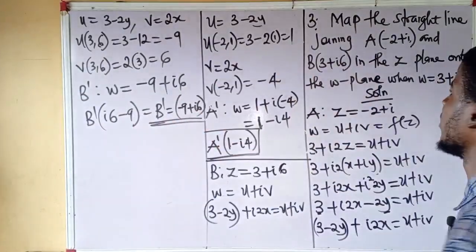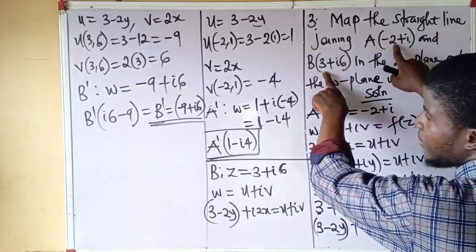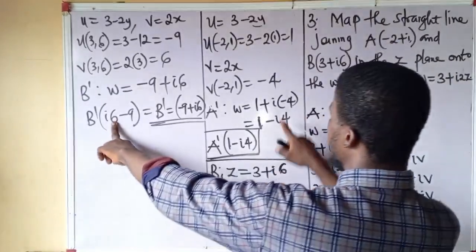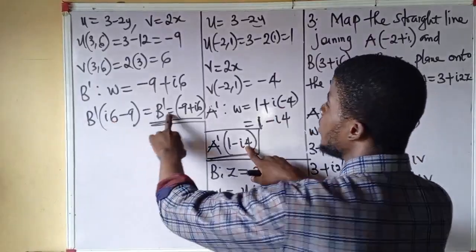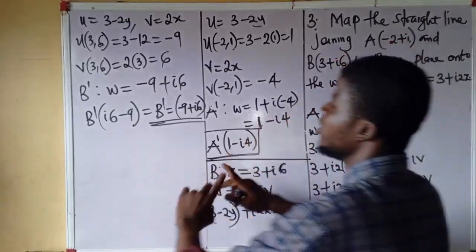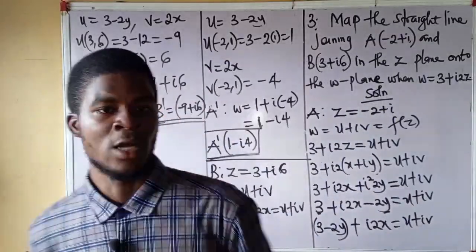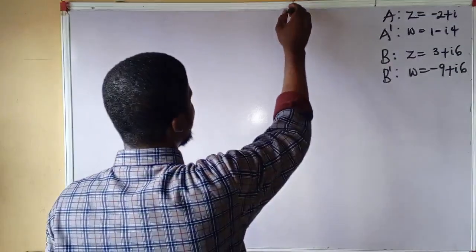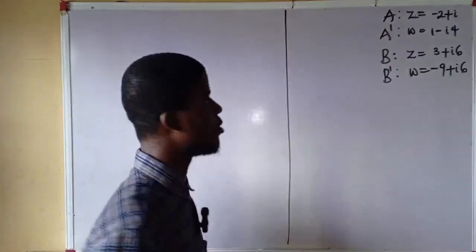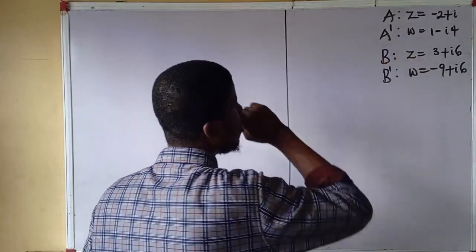So I'm going to plot a graph now showing these 2 points on the Z plane, and another graph showing these 2 points, this and this, on the W plane. The Z plane for these two, and the W plane for the images. So just watch me. I'm going to do that. All right, let's now graph. We have the Z plane and the W plane, okay? So this is A prime, B, and B prime.